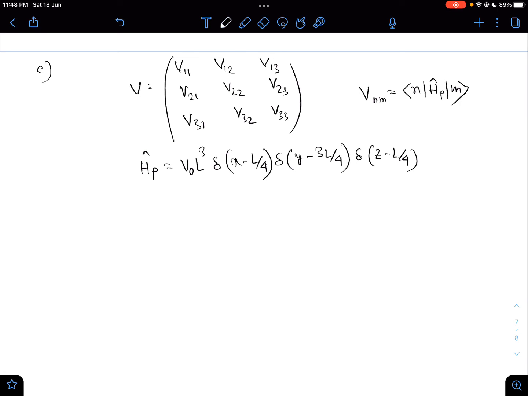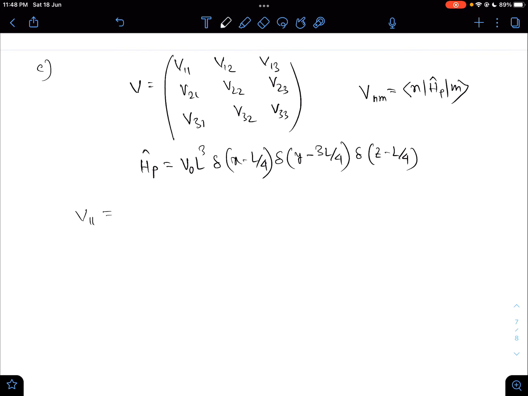So let us proceed and calculate the matrix elements. First let us calculate V11. So what will be V11? For shorthand notation, we will denote phi 112 as 3.